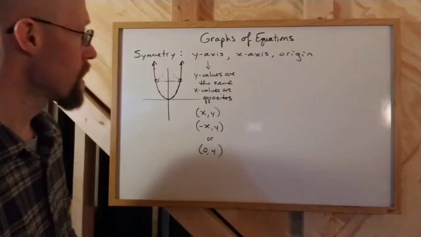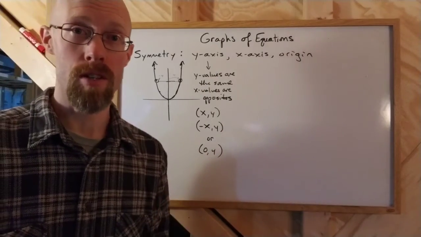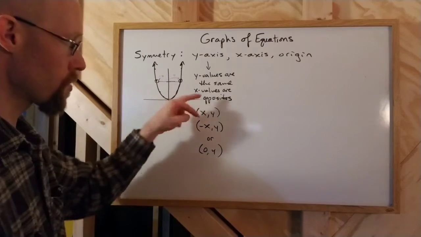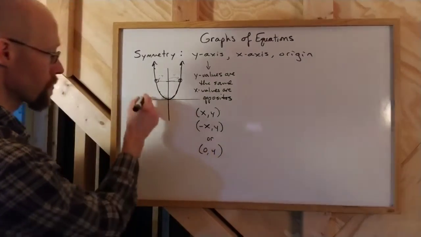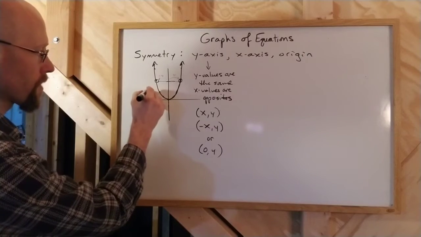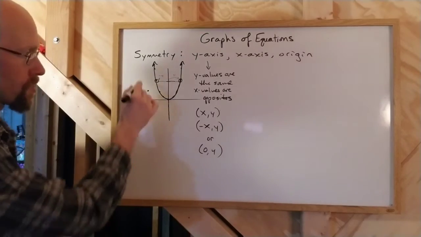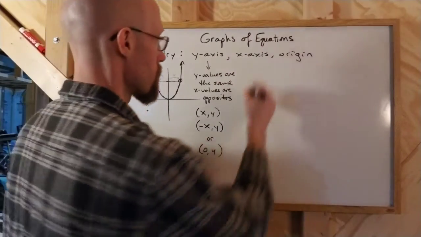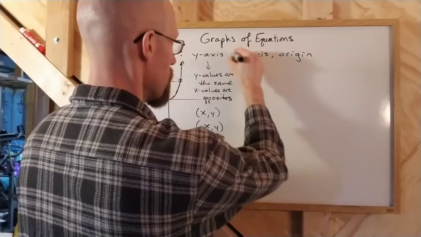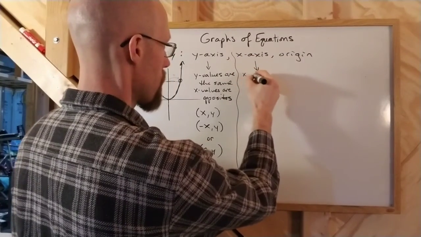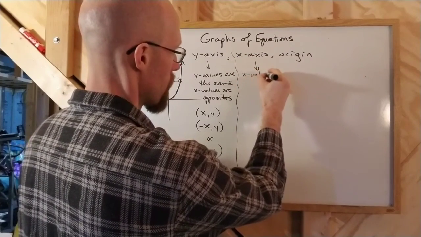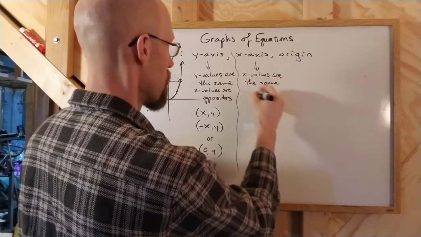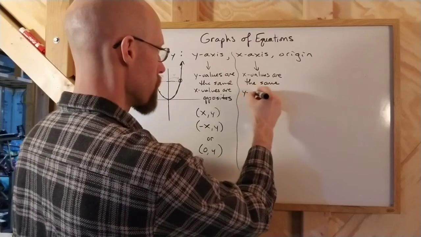Okay, x-axis symmetry, very similar. Okay, but instead you fix the x value and you alternate the y, right? So if you fix an x value and you have a positive y and a negative y, that gives you your x-axis symmetry, as long as they're the same distance on either side. Okay, so for x-axis you have, let me separate these off, you have x values are the same. And the y values are opposites.